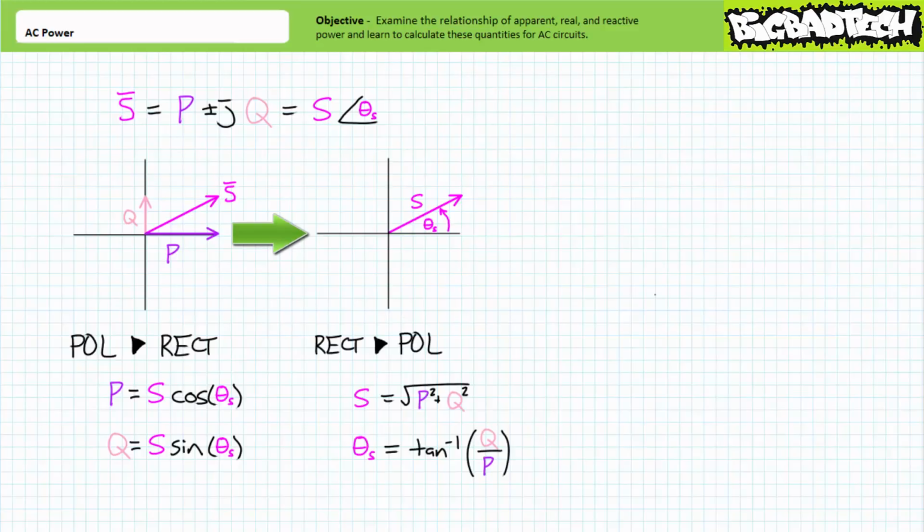Coming at this from the other direction, given the rectangular form of apparent power, one can determine the individual polar components. The magnitude of apparent power S in units of volt amperes is the square root of the sum of the squares of the real and reactive power. S equals square root P squared plus Q squared. Finally, the apparent power angle theta S is the inverse tangent of the reactive power Q over the real power P. Theta S equals inverse tangent Q over P. We'll discuss relevant details about this angle in a moment. For now, let's just put these observations in your pocket and move on.